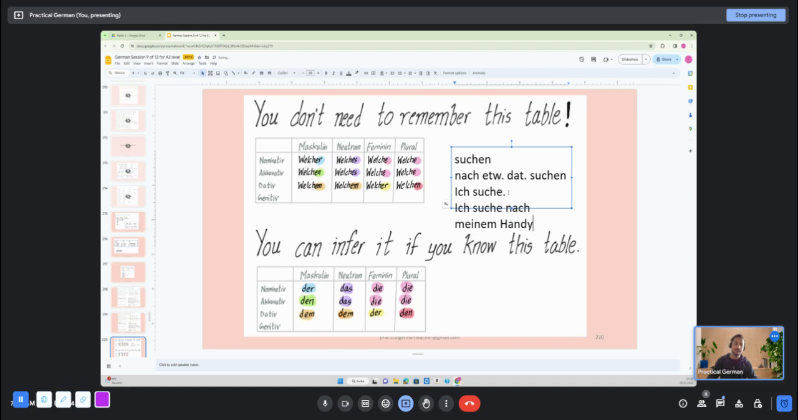Now it may confuse you because many of you know that nach means after, but like I'm looking after my phone. But don't try to translate. That's how it is. Okay. Ich suche nach meinem Handy.